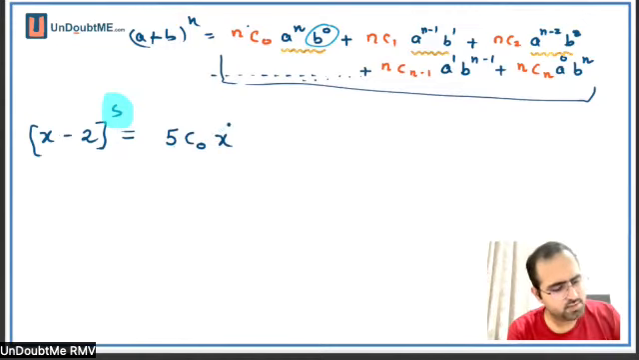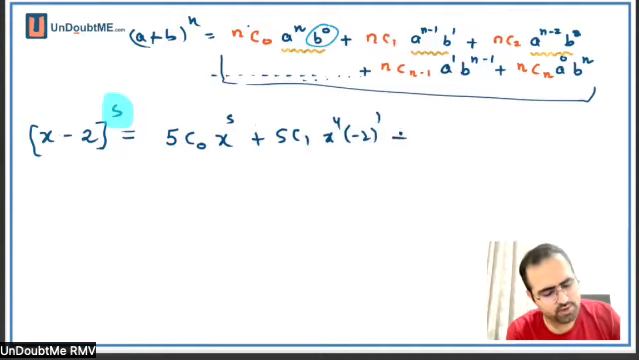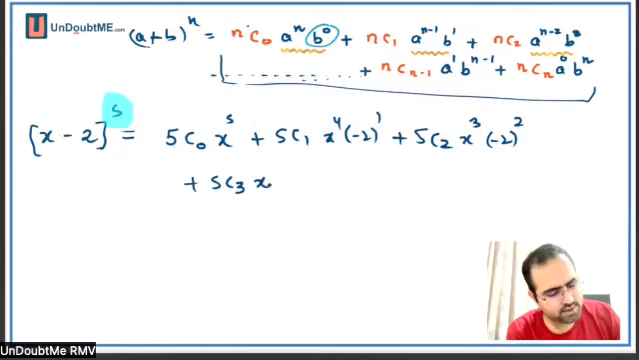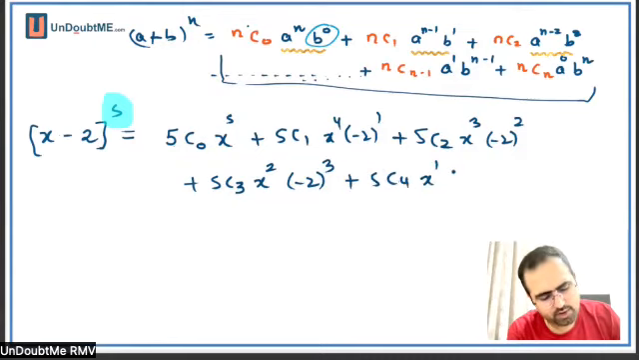5C0 x to the power 5 minus 2 to the power 0. No need to write. 5C1 x to the power 4 minus 2 to the power 1. Then 5C2 x to the power 3 minus 2 to the power 2. Then 5C3 x to the power 2 minus 2 to the power 3. 5C4 x to the power 1 minus 2 to the power 4. And the last term is 5C5 x to the power 0. I will not write that. Minus 2 to the power 5.